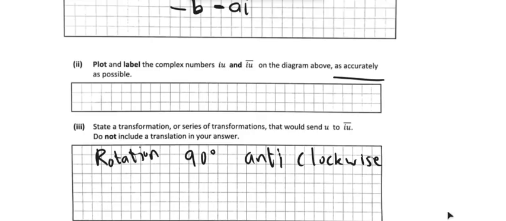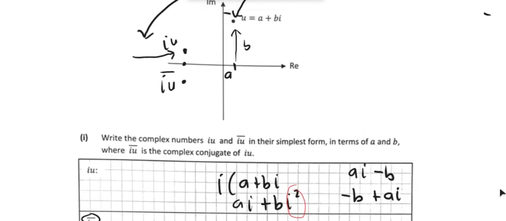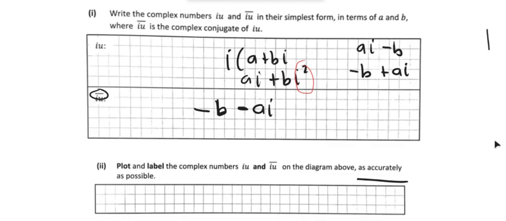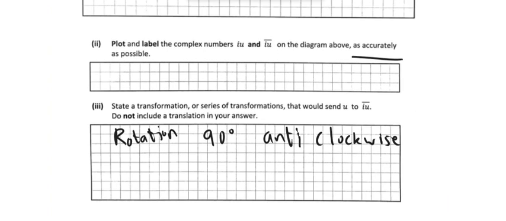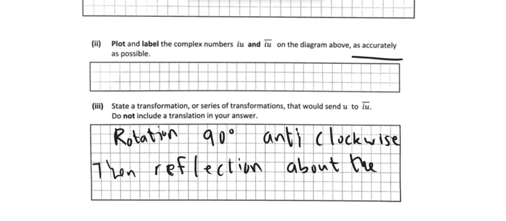And then the second part is that once you've got to iu, to get to conjugate of iu, it's a reflection about the x-axis, so it's a reflection over the x-axis.